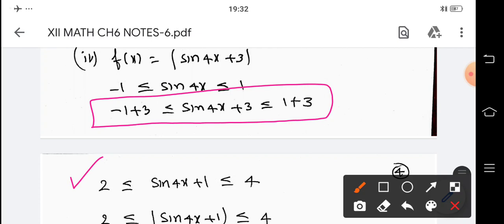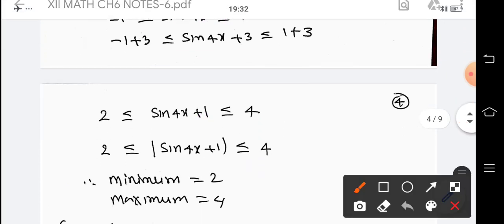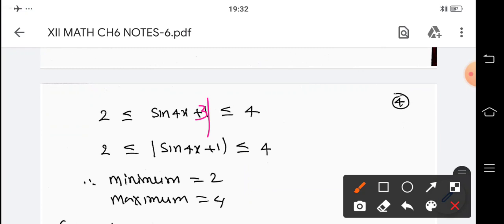It is the modulus of sine 4x plus 3, correct? Less than or equal to 4. So then we get, this is the mod of 3. When you apply mod, see, 2 and 4 are positive, no problem at all. So the sine 4x plus 3 value: minimum is 2, maximum is 4.